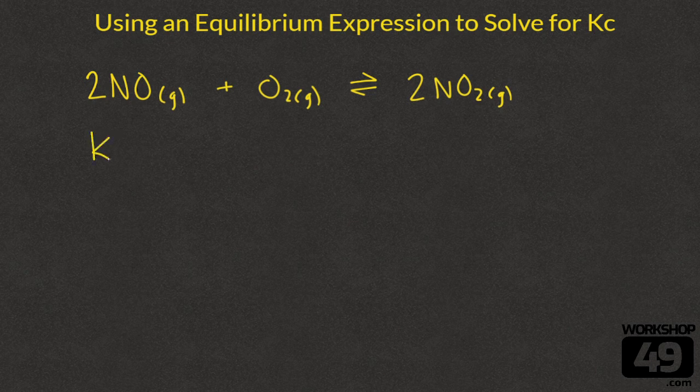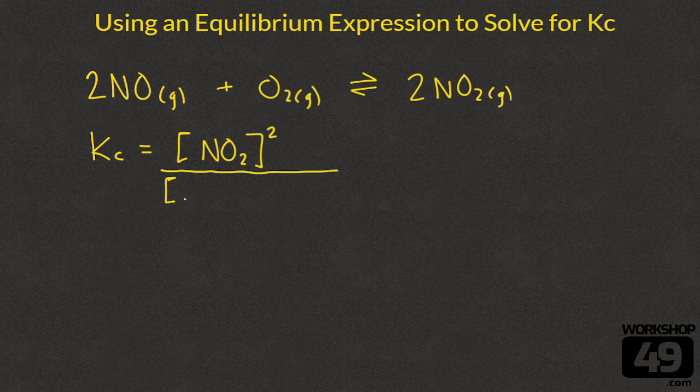So hopefully everyone remembers how to do that: Kc is going to equal the concentration of our product, NO2, and this concentration, that's what the square brackets mean, has to be raised to the power of the coefficient in front of the chemical. NO2 has a coefficient of 2, so it has to be raised to a power of 2. This is going to be divided by the concentration of our reactant, NO.